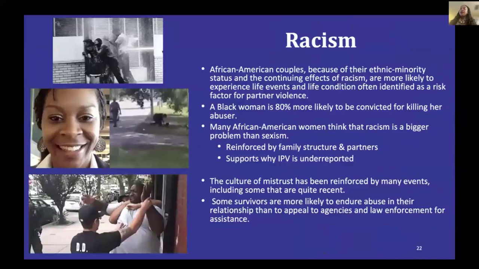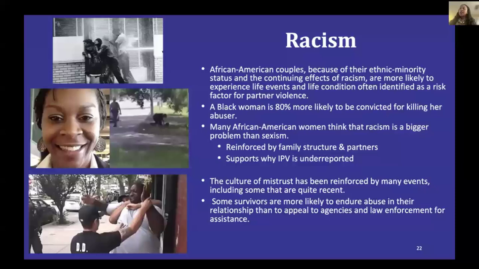Racism. African-American couples, because of their ethnic minority status and the continuing effects of racism, are more likely to experience life events and life conditions often identified as risk factors for partner violence. A Black woman is 80% more likely to be convicted for killing her abuser. And many African-American women think racism is a bigger problem than sexism. That's reinforced by the family structure and partners, and it explains why intimate partner violence in the African-American community is underreported.